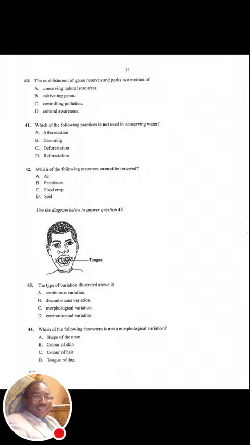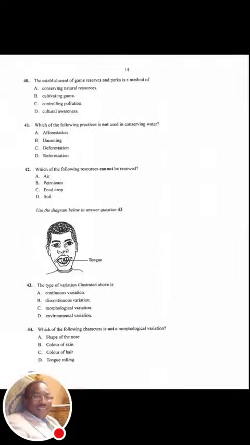Number 44, which of the following characters is not a morphological variation, that does not manifest physically? Shape of nose is morphological. Color of skin is morphological. Color of hair is morphological because it manifests physically. Now, tongue rolling is physiological, all right? So the answer is D. Tongue rolling is physiological variation, not morphological. So don't get it confused. Morphological variation can also be called discontinuous variation, so that you understand why the questions are related. Very tricky one. So the correct answer to number 44 is D.